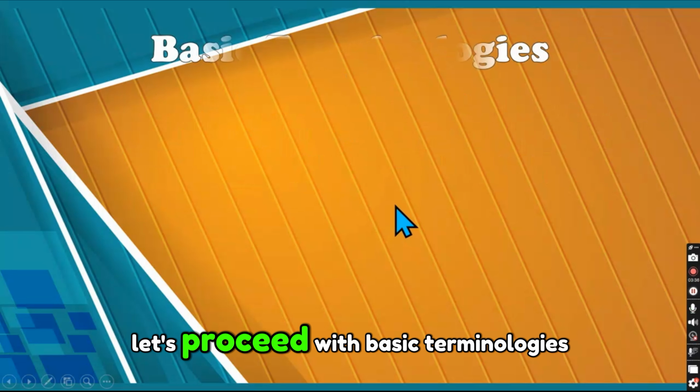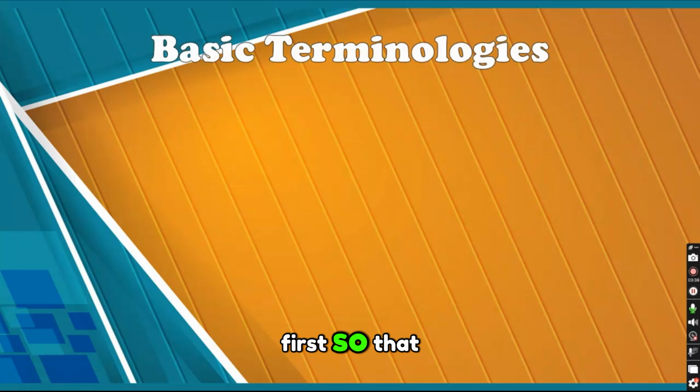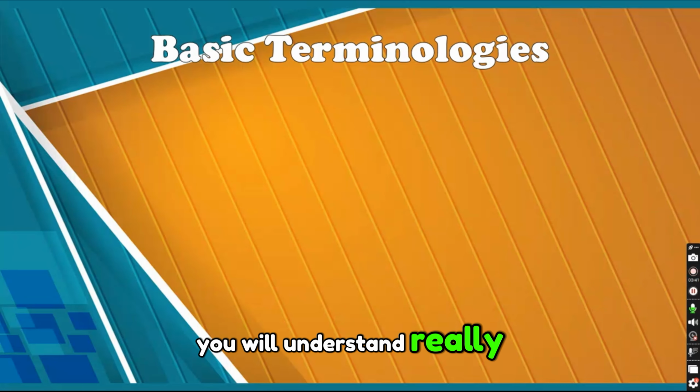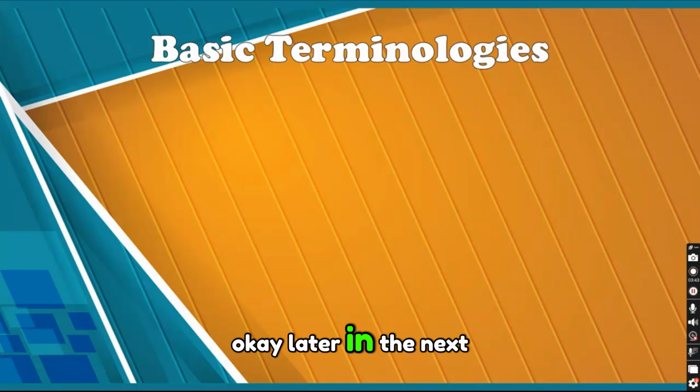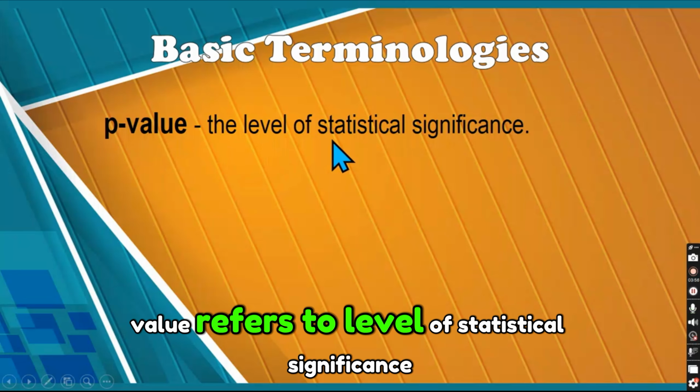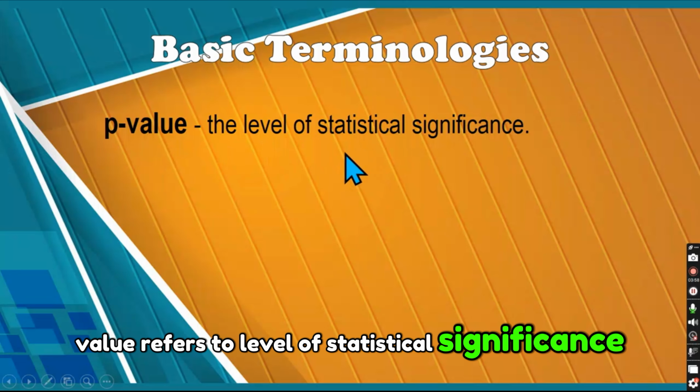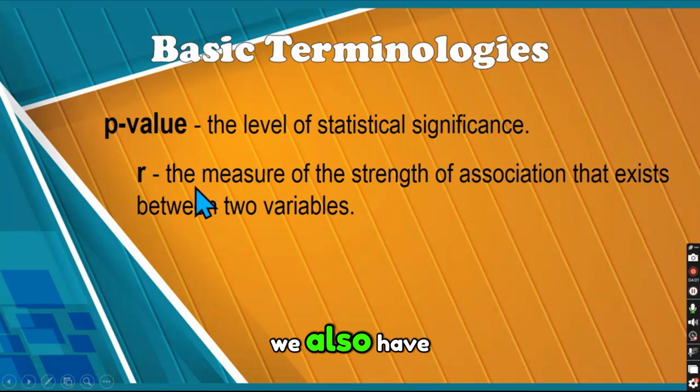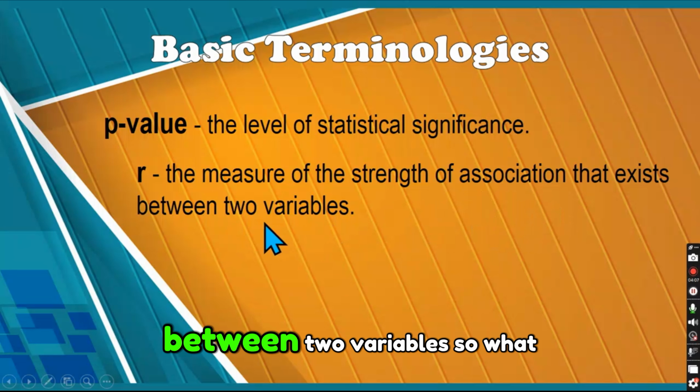Okay, let's proceed with basic terminologies first so that you will understand later in the next part, specifically when we consider values. So let's start with p-value. It's a probability value, the level of statistical significance. We also have small letter r. It is the measure of the strength of association that exists between two variables.